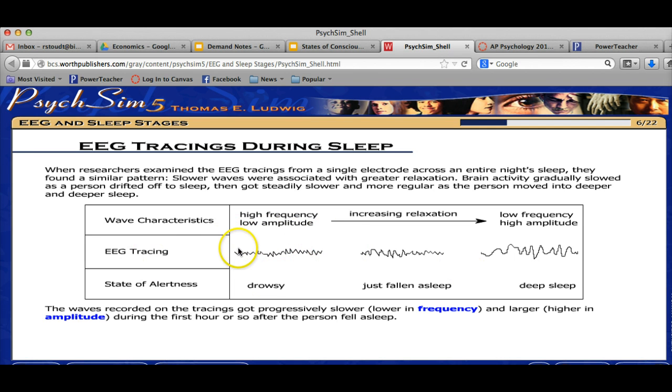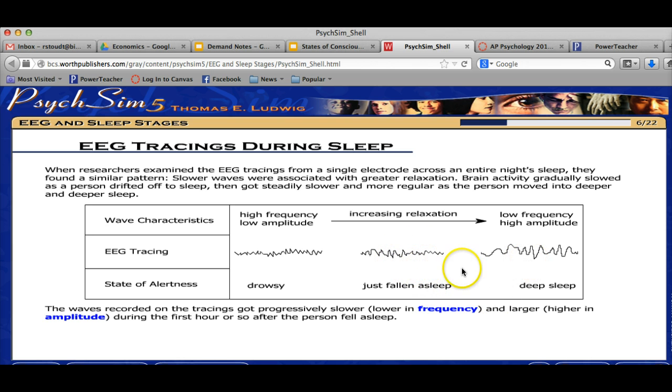So look at our EEG tracing. Here, this is when you're just drowsy and barely conscious and you have the head bob going on. This is your brain activity. You have a high frequency, so you have lots of spikes, but very low amplitude. They don't go very high. As you continue to fall off to sleep, you'll notice that our frequency becomes less frequent. They're a little more spaced out, and our amplitude is a little higher, not much, but a little higher.